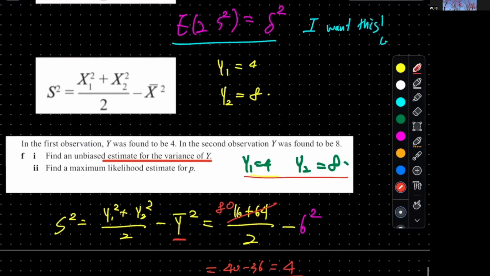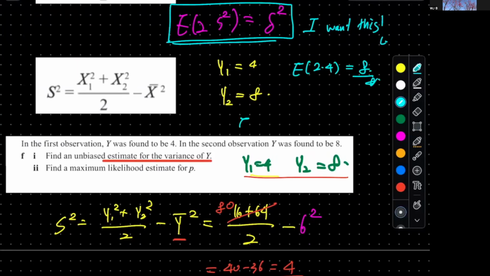Okay. But as we said, I want to get the unbiased parameter. That means I need to get sigma square. So I've got to multiply this by 2. So I will take the expected value of 2 times 4, which will get 8, right? Because the expected value of a constant is the constant. So the unbiased estimator for the variance of y will be 8, according to the definition in the textbook.